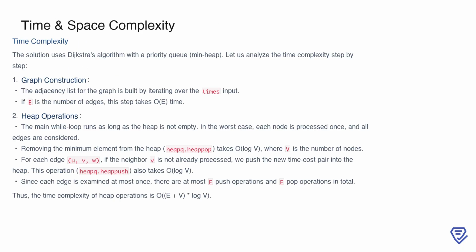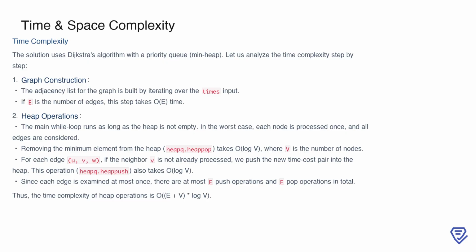The time complexity of our solution is driven by Dijkstra's algorithm, which relies on a priority queue implemented as a min-heap. To break it down, we start with graph construction. Here, we build an adjacency list by iterating over the times input, which takes O(e) time, where e represents the number of edges in the graph.